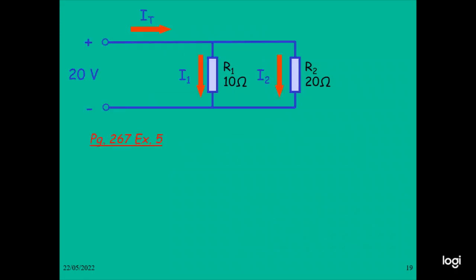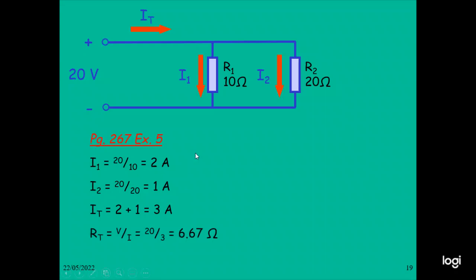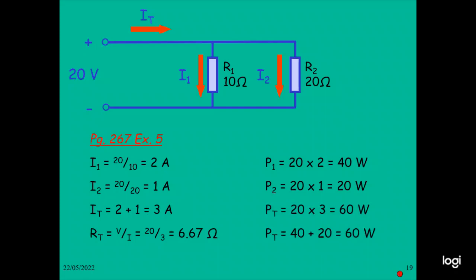So 20 volt is the supply voltage. ID is flowing, the current flowing to R1 is I1, and to R2 is I2. So I1 equals 20 by 10, which is 2 ampere. I2 is 20 by 20, 1 ampere. ID equals 2 plus 1, equals 3 ampere. R equals VD by I, so 20 by 3 gives 6.67 ohm. P1 equals 20 multiplied by 2, which is 40 watt. P2 equals 20 multiplied by 1, which is 20 watt. PD equals 20 multiplied by 3, which is 60 watt. Total power equals 20 plus 40, which is 60 watt.